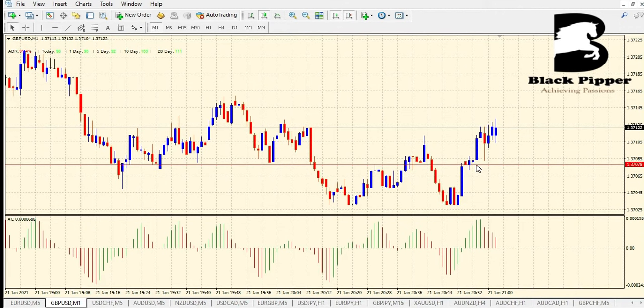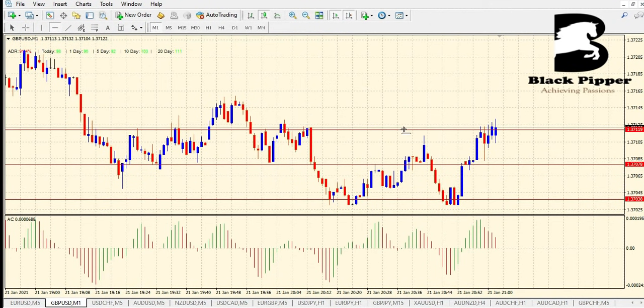This is 1.3707. Your stop loss and take profit are a fixed 4 pips. So it's 3707, and our stop loss would be 3703. This is your exact stop loss. Same is the profit target, that is 4 pips.